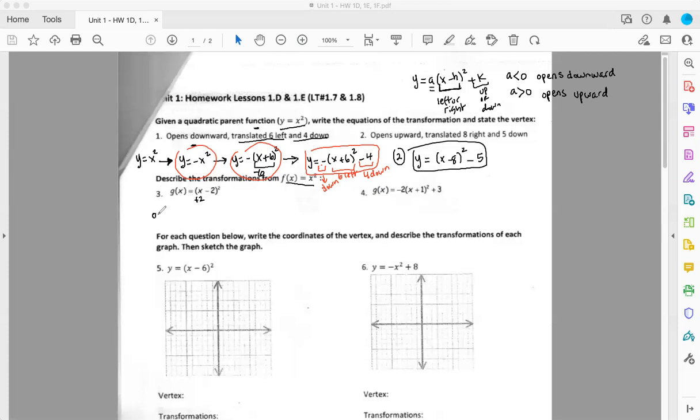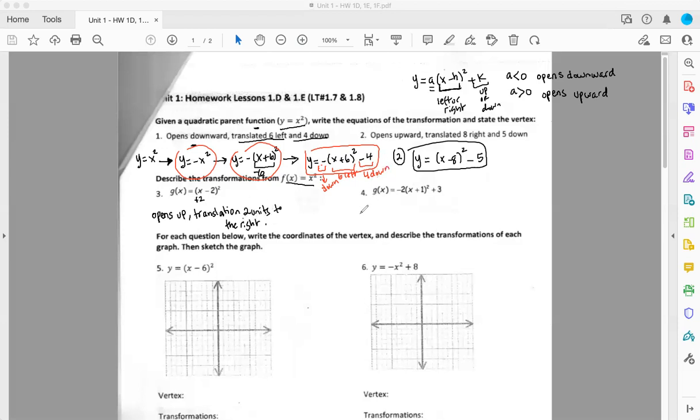So technically, what happened here? We know it opens up, first of all, right? It opens up. And then what? And you may include that. Translated, or translation, 2 units right. 2 units to the right. Or 2 units right, it's fine.